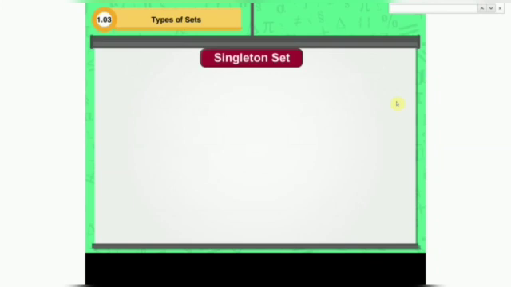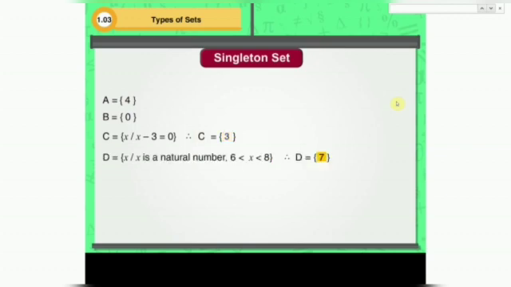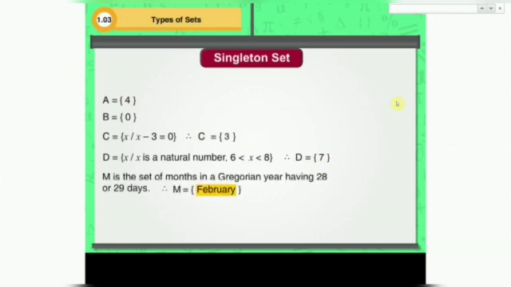Observe the following sets. 4 is an element of set A. 0 is an element of set B. 3 is an element of set C. And 7 is an element of set D. February is an element of set M. What do you observe in all these sets?